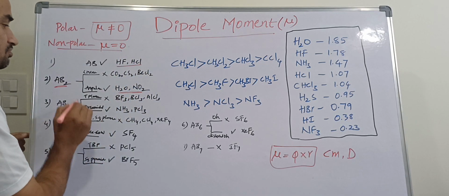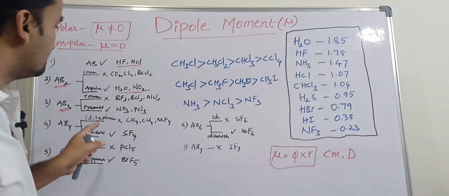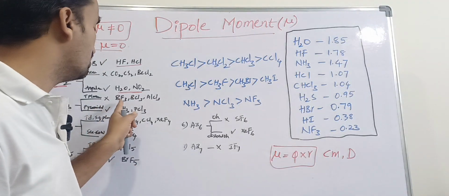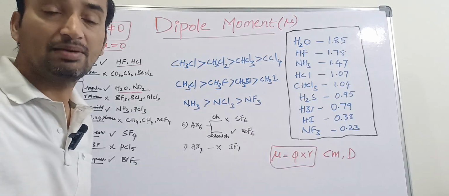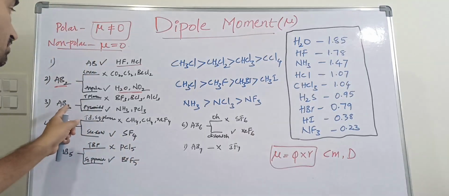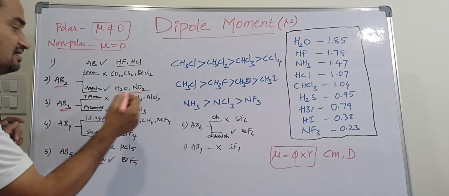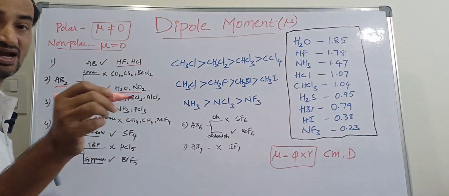Now AB3. In the AB3 type, you have two types: trigonal planar and pyramidal shape. You see here BF3, BCl3, AlCl3, etc. They are triangular planar.